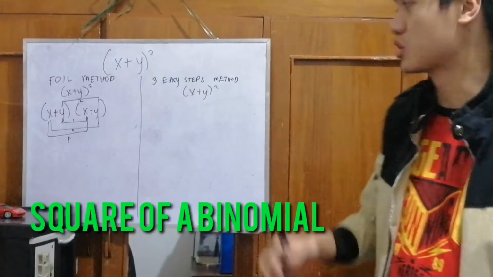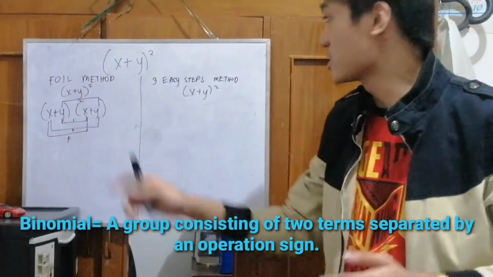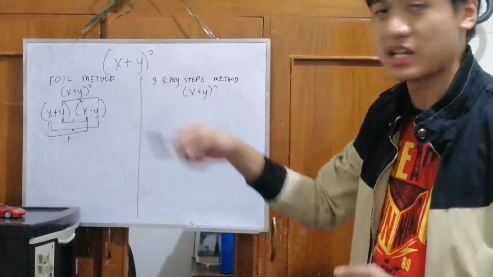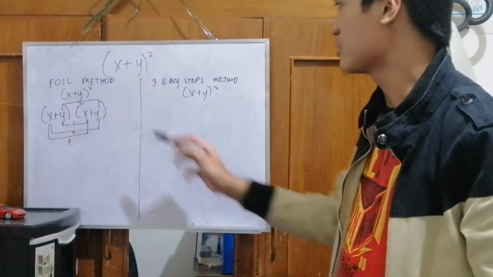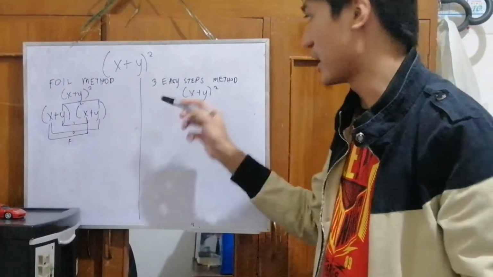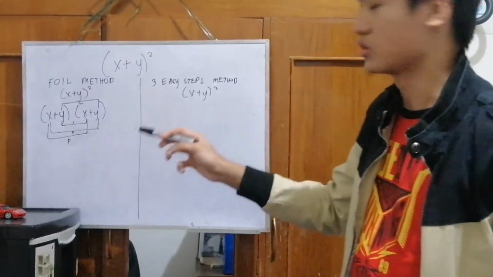So today we're going to have the square of binomial. So again, a binomial is a group consisting of two terms separated by an operation sign. It can usually be either a plus sign or a minus sign. Now, we have here two methods for us to solve the square of binomial. These are the FOIL method and the 3 easy steps method. Now I'm going to show you first how to do the FOIL method to solve the square of binomial.